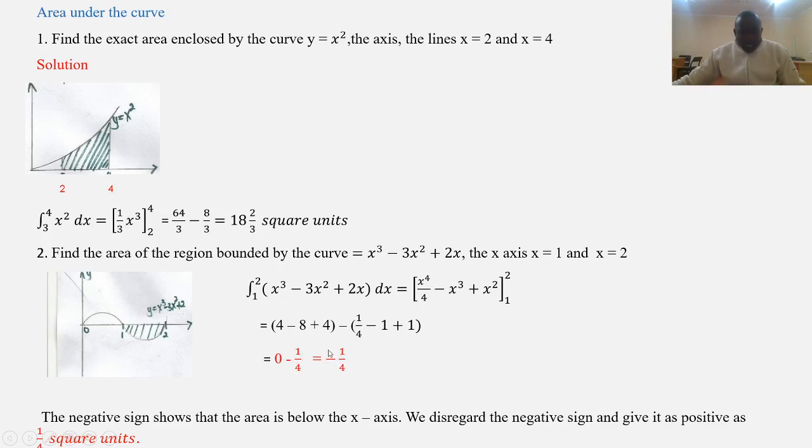The negative here indicates that the area is below the x-axis. Therefore we disregard the negative, and the area is written as a quarter square units. You just ignore the negative, and therefore the area is a quarter square units. So when you get the area with a negative, the negative shows you the direction. So you usually ignore the negative and write the area as the positive.